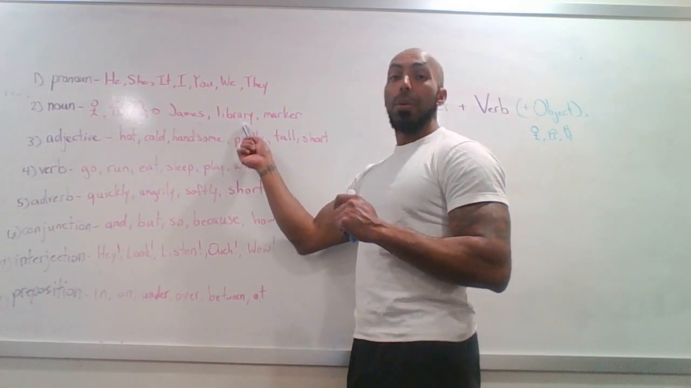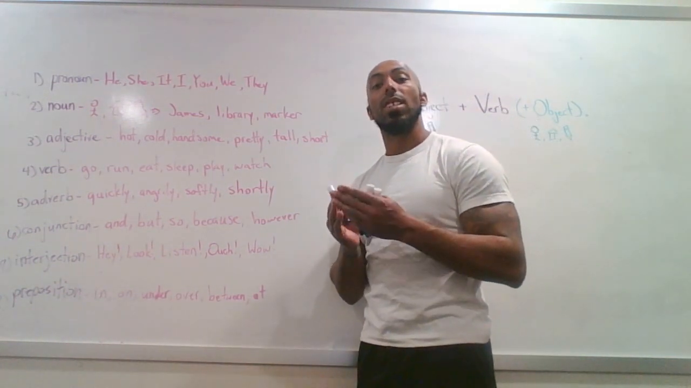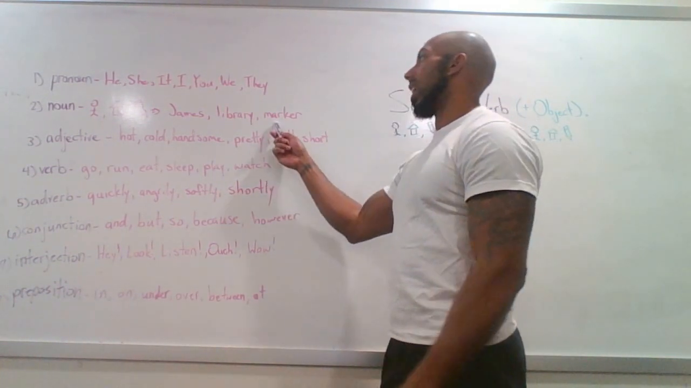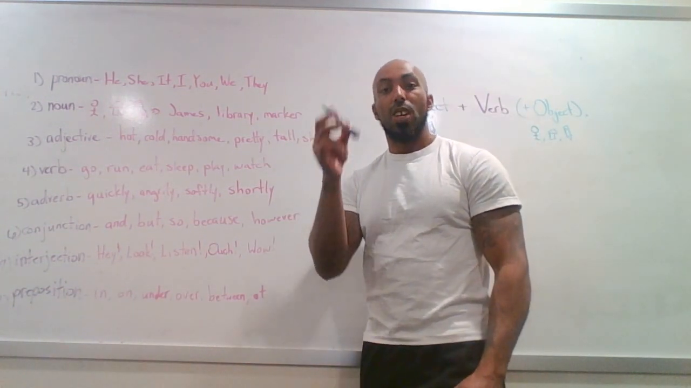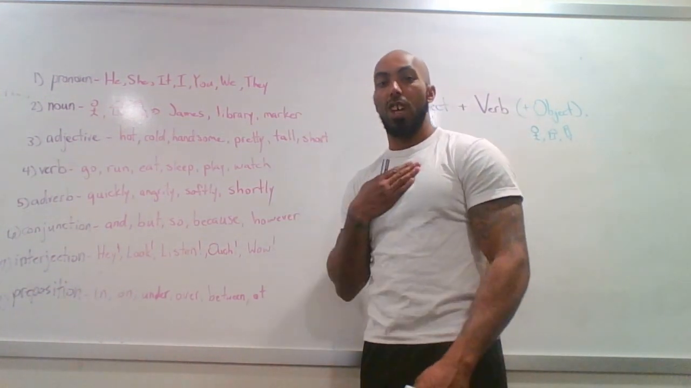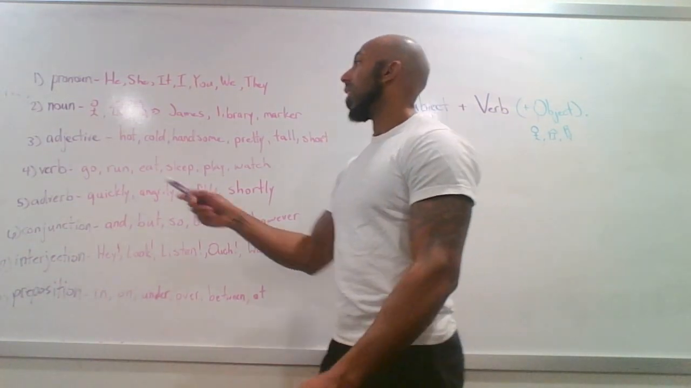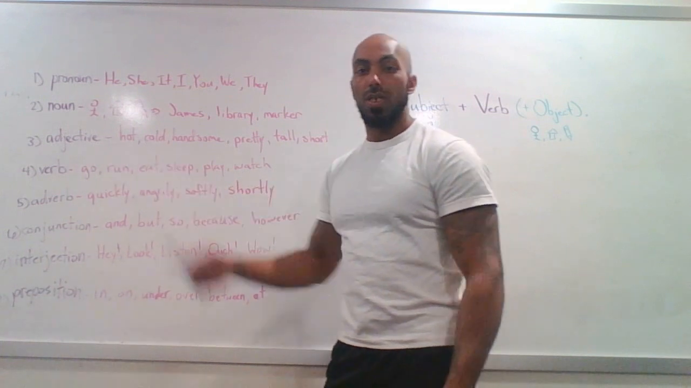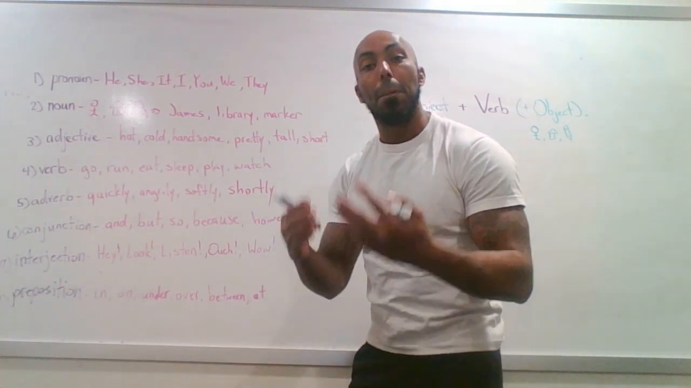Then we have library. The library is a place where you read books. That's a place. Now a place is also a noun. And the last one we have is marker. A marker is a thing. It's not alive. So this is also a noun. So we have James, a library, and a marker. Those are all nouns. Number 3, we have adjectives, which tell us something about a noun.